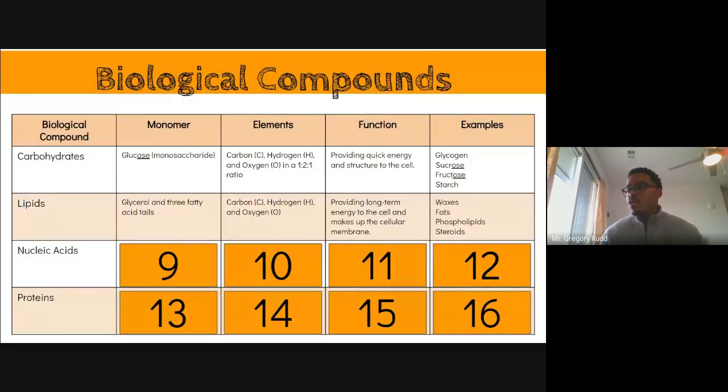All right, jumping into nucleic acids. What's the monomer of a nucleic acid? DNA is an example of nucleic acids, Nick, so keep that in mind for the 12th box. But what would be the monomer of a nucleic acid? What makes up a nucleic acid? Good. Nucleotides. Thank you, Jessica.